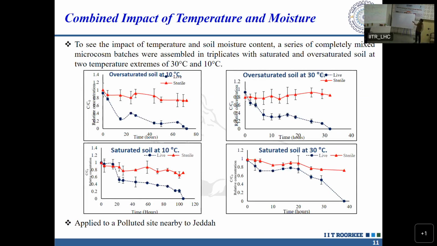Later on, we also looked at the impact of the moisture content on the removal of the contaminant from the root zone. So the integrated impact of the temperature and the moisture content of the soil was investigated.